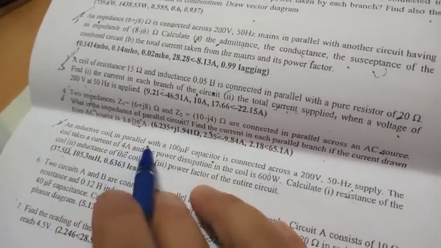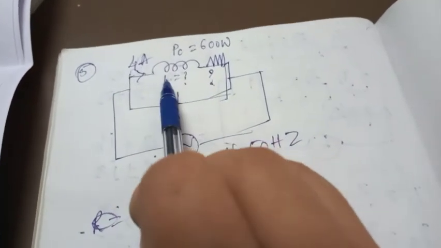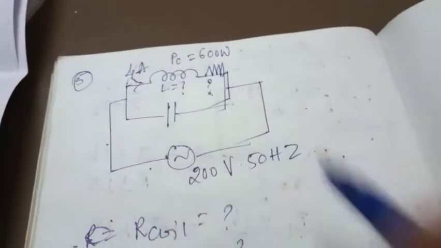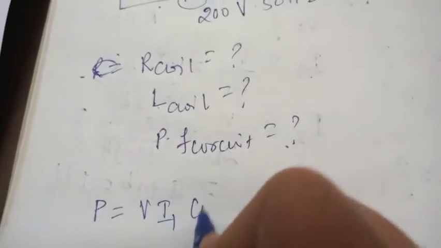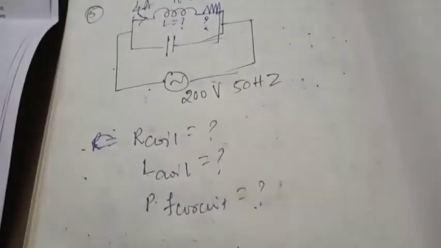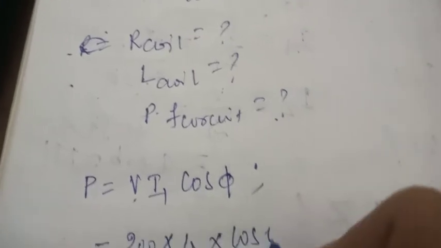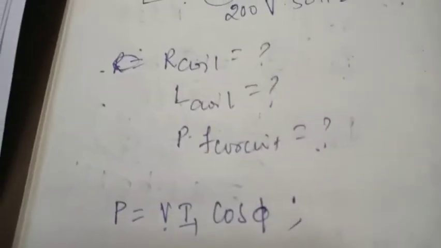The coil takes a current of 4 amps. They have given 600 watts of power dissipation. What is the formula for power dissipation? P is equal to V into I1 into cos phi, right? I have V equal to 200, I1 value is 4 amps. I need to calculate cos phi. I have the value of power also, 600 watt.